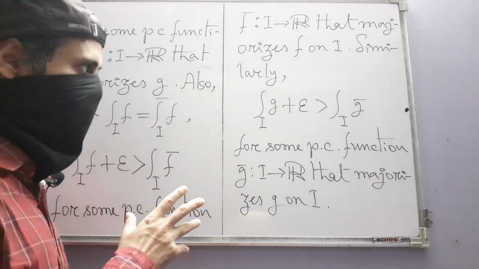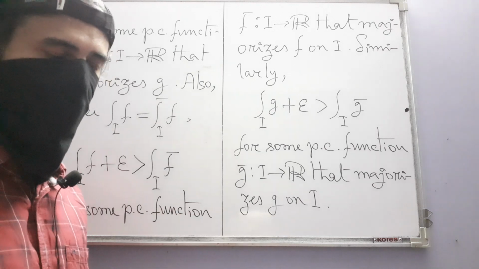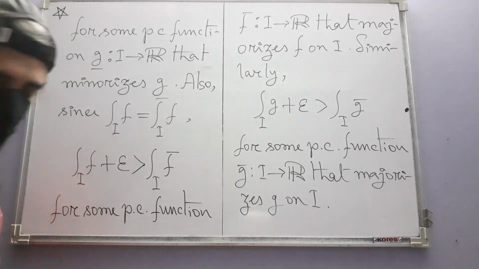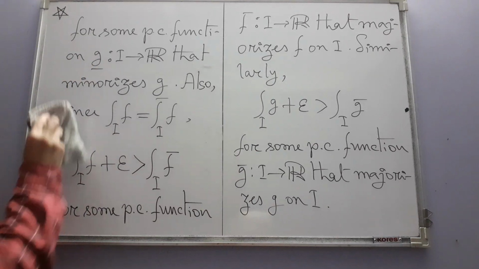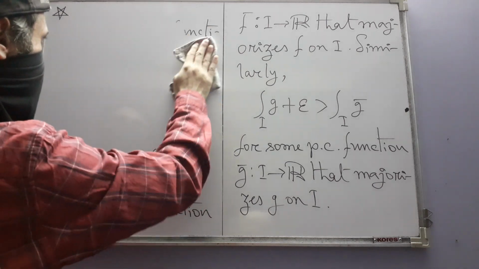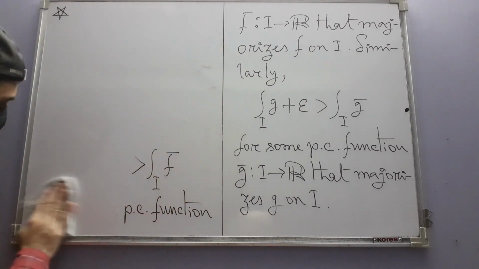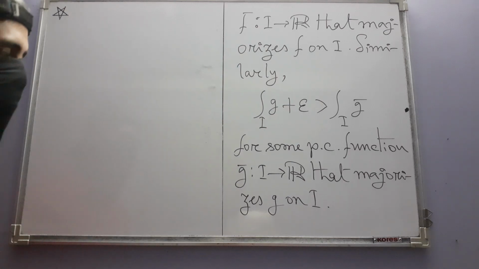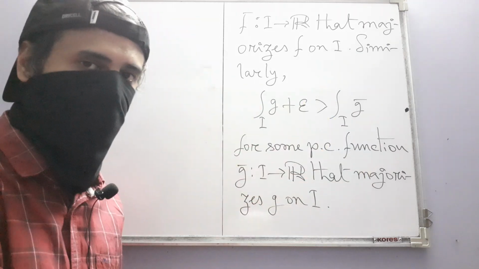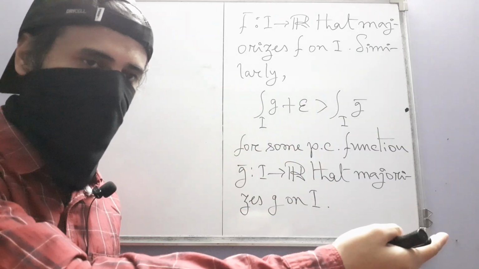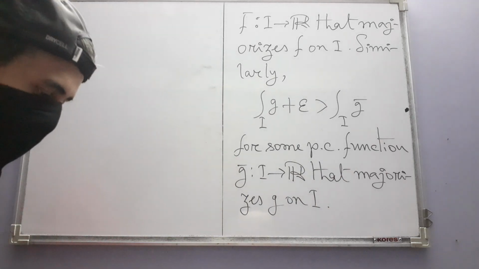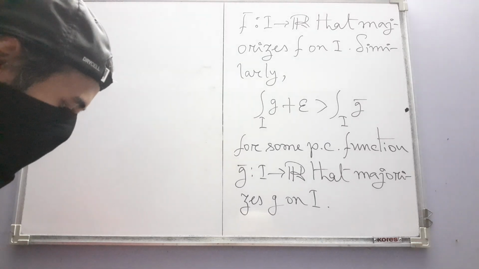We are going to use a combination of them, and that combination will also be a PC function. Specifically, we are going to consider this thing. From f bar, we are going to subtract f underscore. From g bar, we are going to subtract g underscore, and add these two differences and call that function h.